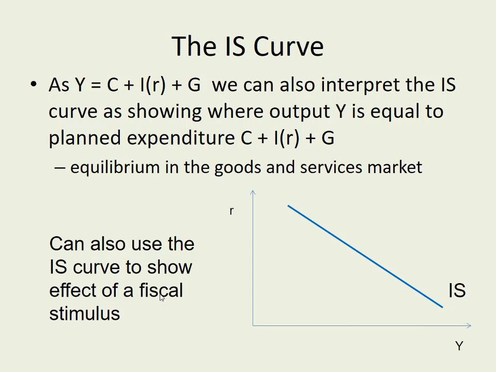So we can think of this as equilibrium in the goods and services market, or where investment and savings are the same. You can use this to show the effects of fiscal stimulus. In other words, fiscal stimulus means either putting money directly into the economy by increasing government spending, or decreasing taxes to leave more money in the economy.